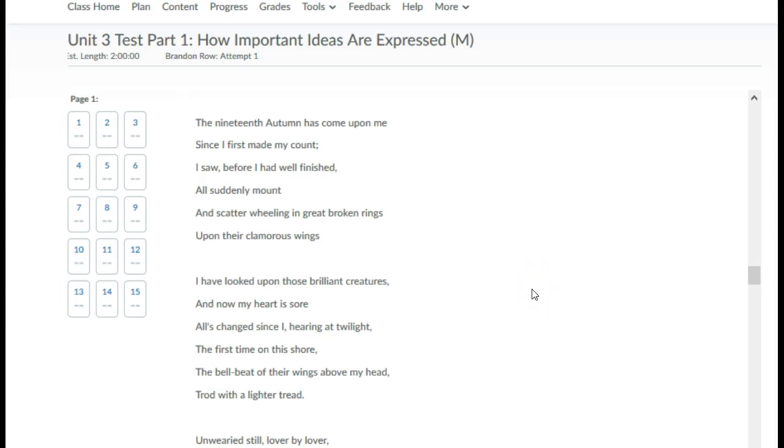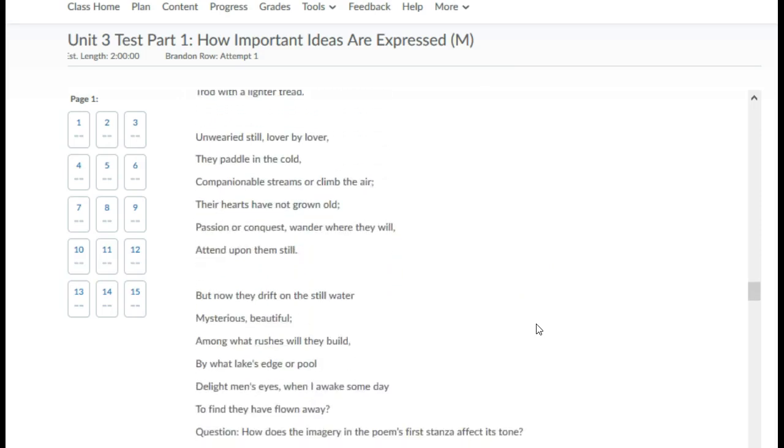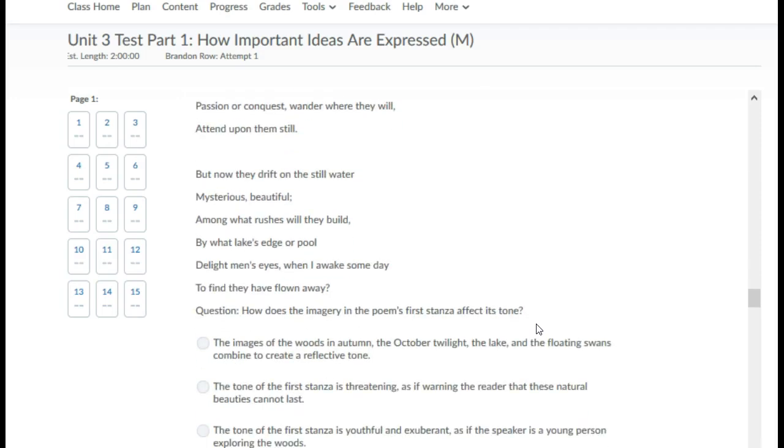All's changed since I, hearing at twilight, first time on this shore, the bell-beat of their wings above my head, trod with a lighter tread. Unwearied still, lover by lover, they paddle in the cold, companionable streams or climb the air; their hearts have not grown old. Passion or conquest, wander where they will, attend upon them still. But now they drift on the still water, mysterious, beautiful; among what rushes will they build, by what lake's edge or pool delight men's eyes when I awake some day to find they have flown away?